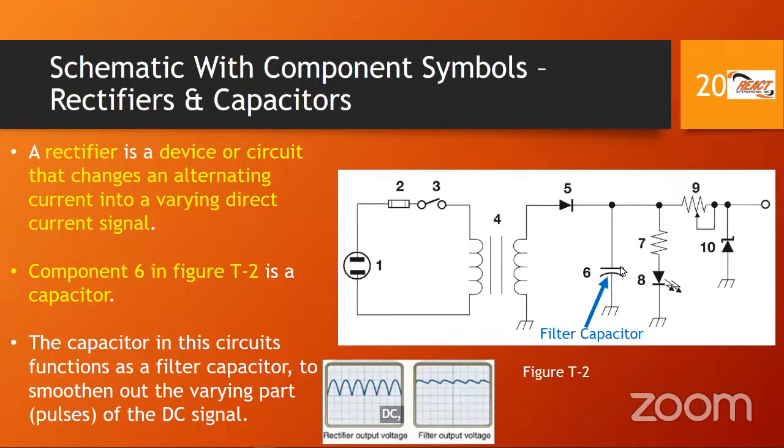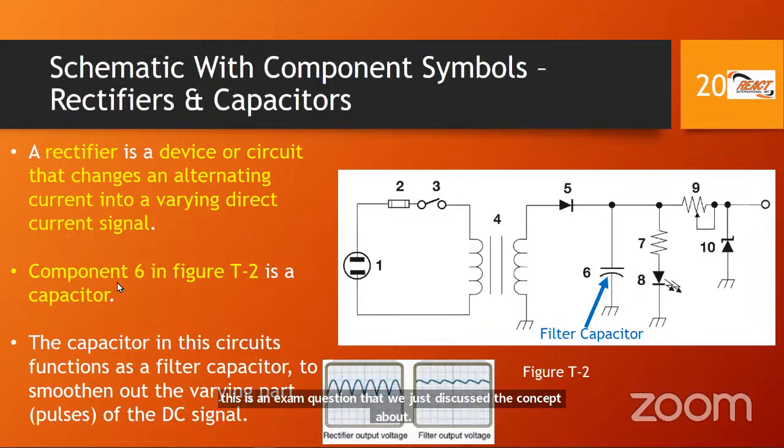We need to know these two bullet points, these are exam questions: a rectifier is a device or circuit that changes an alternating current into a varying direct current signal. This is an exam question that we just discussed the concept of. You need to learn this.